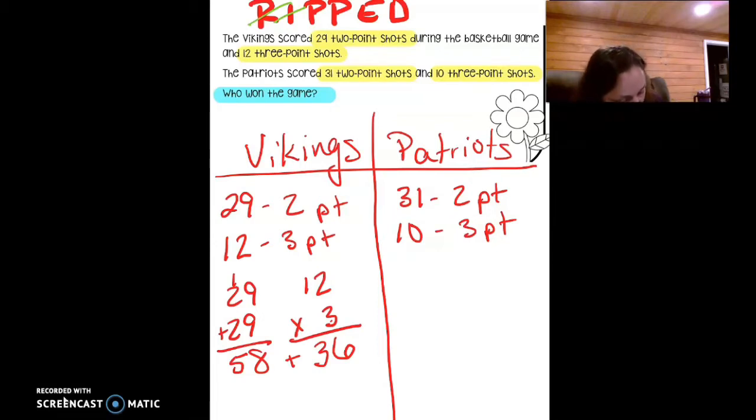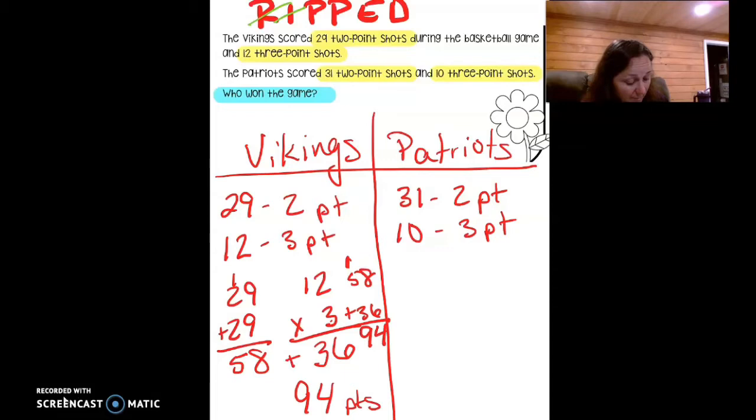So I'm going to write it right here. 58 plus 36. Getting a little tight, but that's okay. 8 plus 6. Let's see. 8 plus 8 is 16. That's close. That would be like a pair. Minus 2 would be 14. Put down the 4. Carry the 1. 5 plus 3 is 8. Plus 1 is 9. So this team has 94 points.